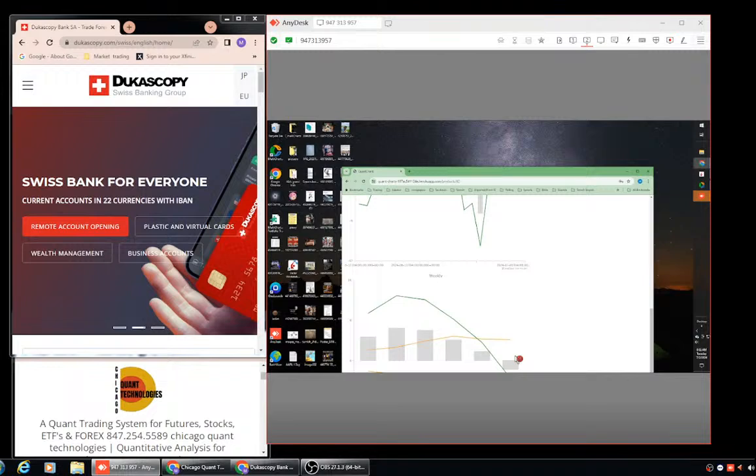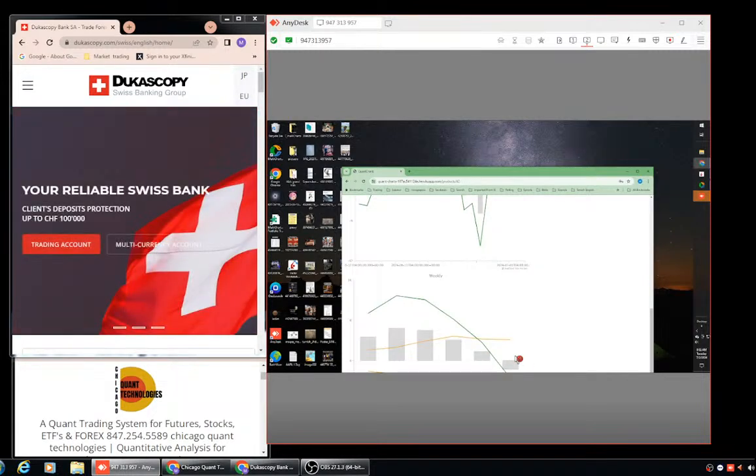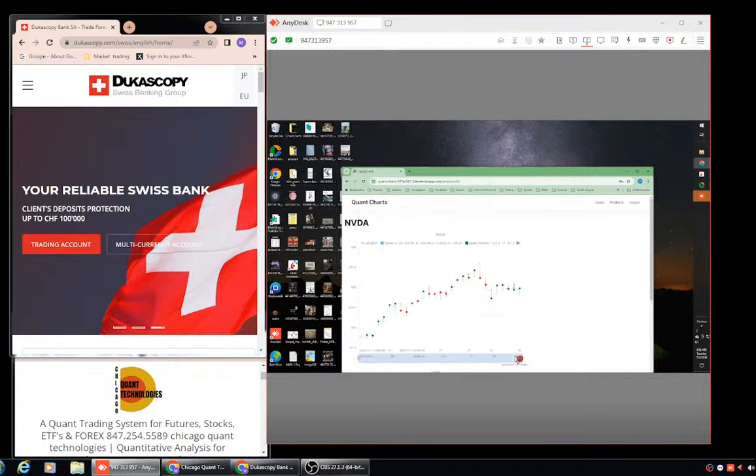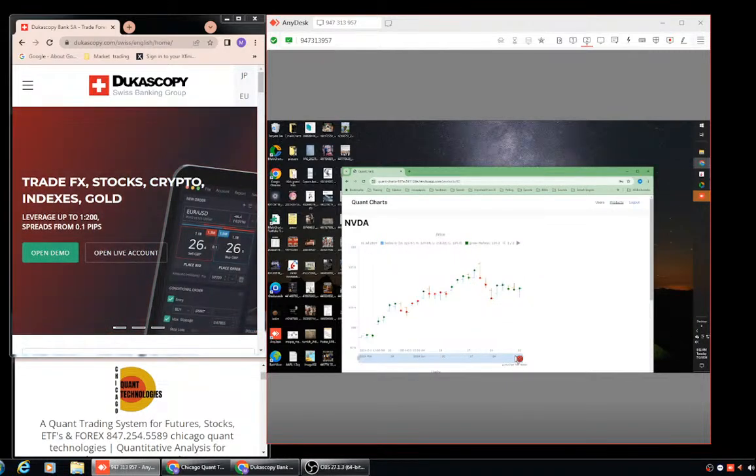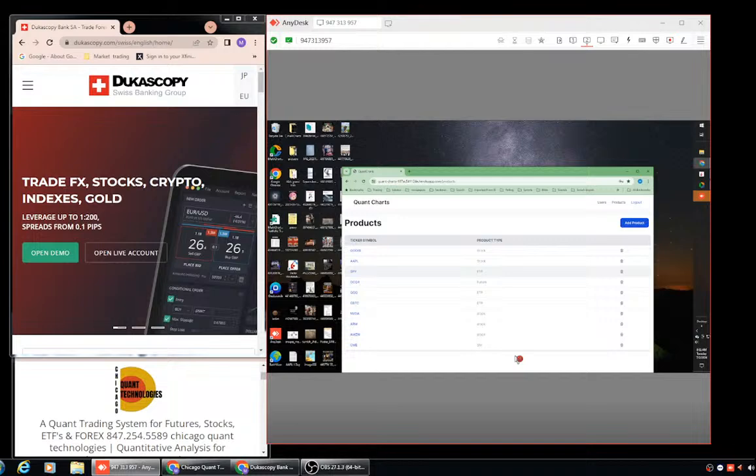Kind of interesting. You see the weekly's trying to go into a sell now. That's the one that caught my eye. The weekly in NVDA is trying to go into a sell. And then, let's go over to products. And then SPY.